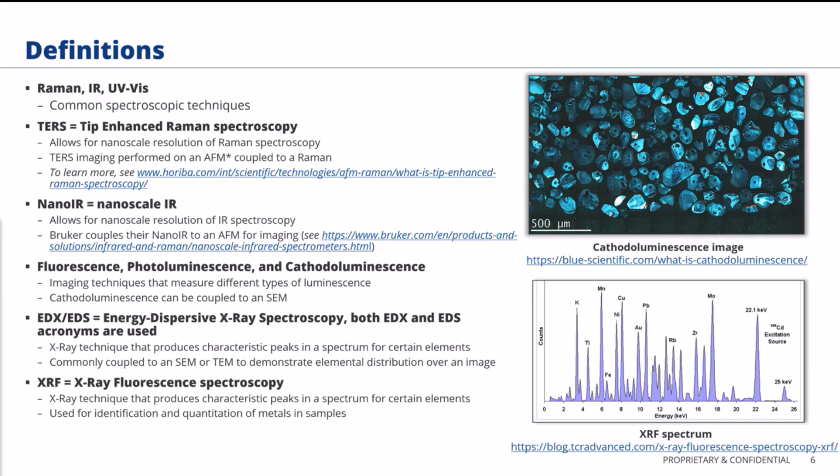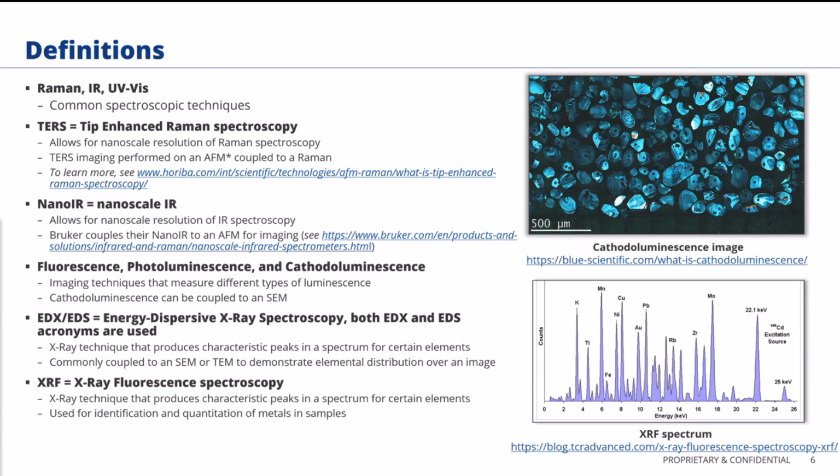Now, that last slide had a lot of acronyms, so let me give you some very brief definitions of some of these techniques, just in case you aren't familiar with all of them. But Raman, IR, UV-Vis, those are pretty common techniques. TERS stands for Tip Enhanced Raman Spectroscopy, TERS. It's a technique that allows for nanoscale resolution of Raman spectroscopy, and TERS imaging performed on an AFM coupled to Raman. So nano-IR, also called nanoscale IR, allows for nanoscale resolution of IR spectroscopy.